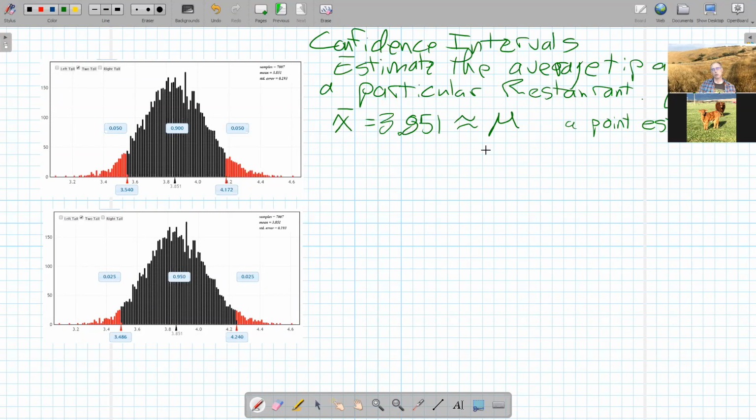Now, the thing is, we never get it right because we don't have all the information. There's always an error. So another estimate we're getting over here is what's called an interval estimate. So we think the actual average tip is somewhere between 3.540 and 4.172. So this is what's called an interval estimate. Now this is the interval estimate as an inequality.